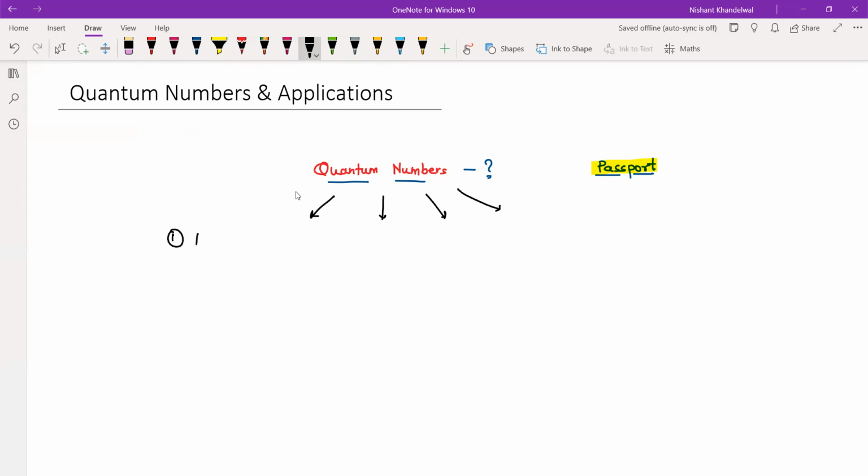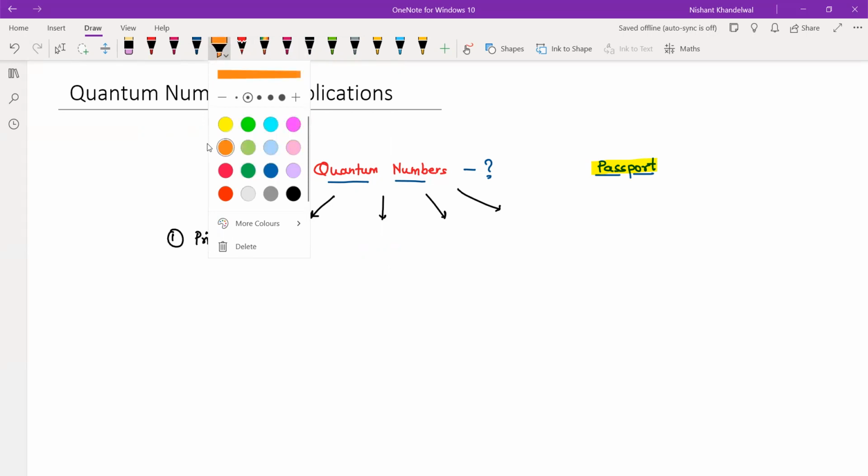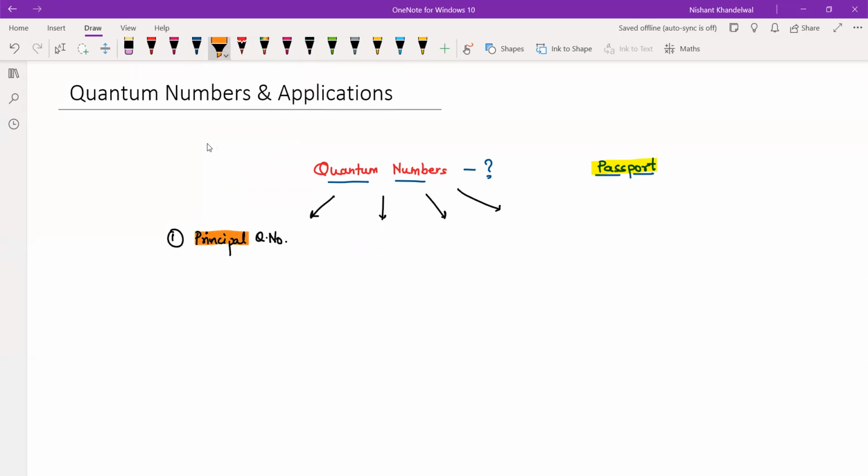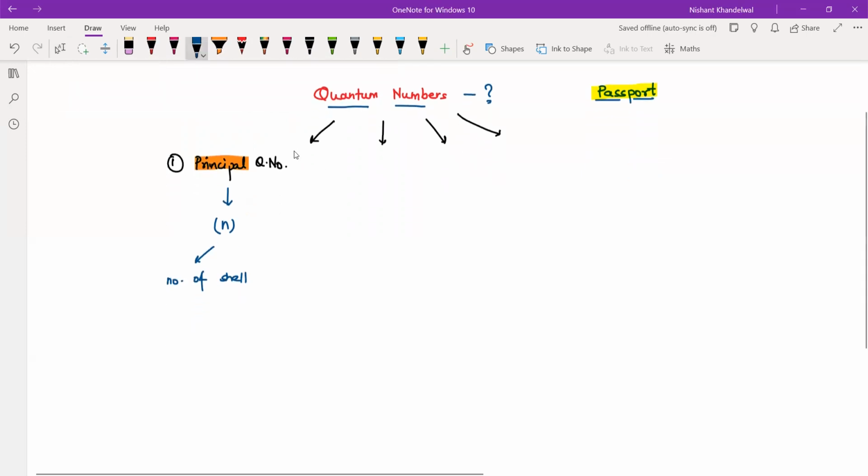First one is the principal quantum number. So let me take this one first. As the name says, it is principal, and principal means the most important of all. It is denoted by small n, and it tells about the number of shells. Like which shell the electron is present in, or how many shells are there in an atom.